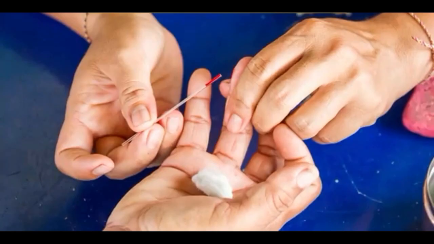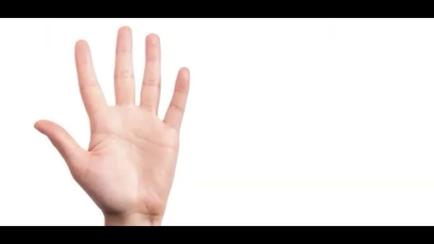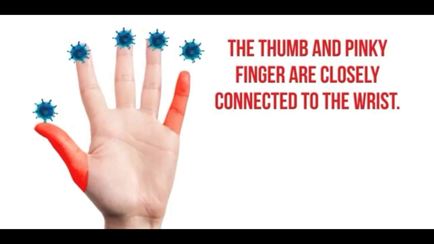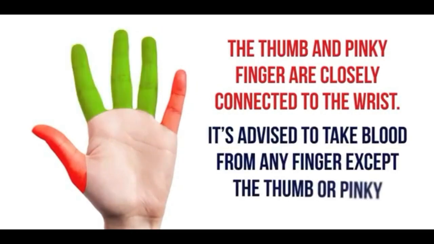2. Why is the ring finger used for blood tests? Ring finger or middle finger is preferred for blood sample collection. They don't have calluses, which prevents the chance of spread of infection to the rest of the hand. The thumb and index finger are avoided because of the presence of calluses in these fingers, while the little finger is avoided because it has thin tissue.